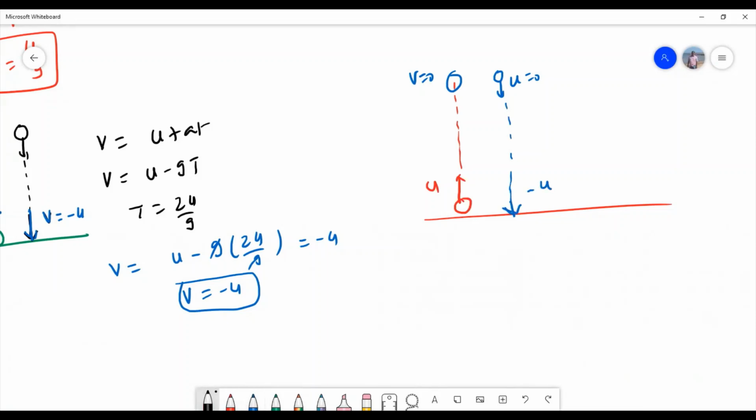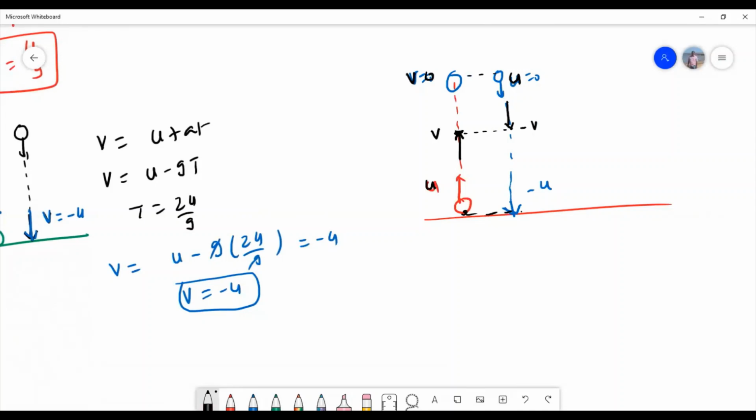Suppose after some time, we take this point. Somewhere the velocity will be v while going up. In the reverse journey, at the same point, the velocity is minus v. The point is that for a vertically projected body, the magnitude of velocity is the same while going up and while coming down at the same level. This is a very important point.